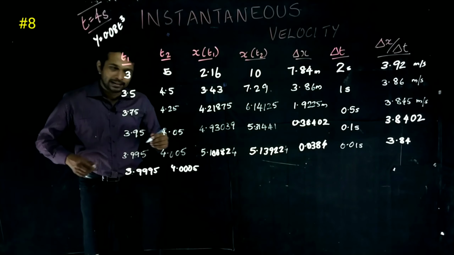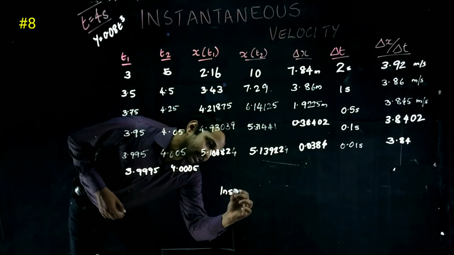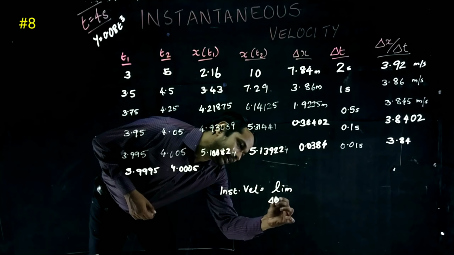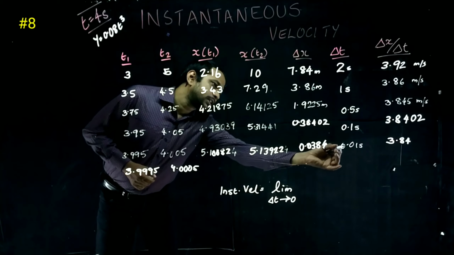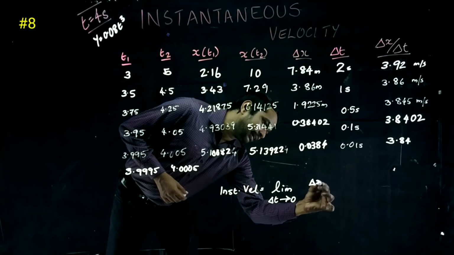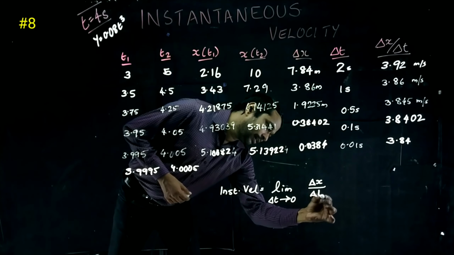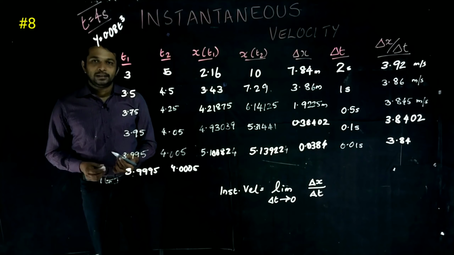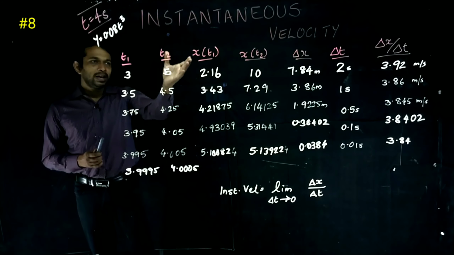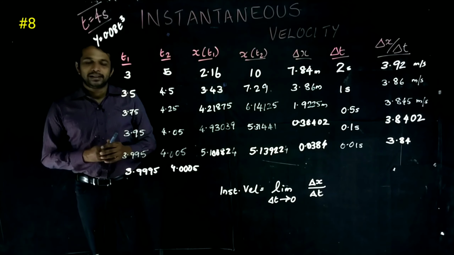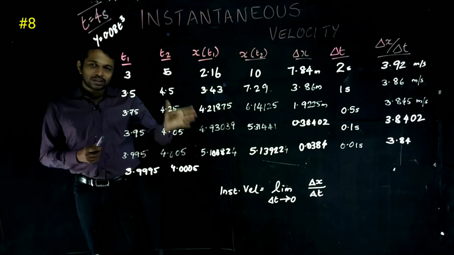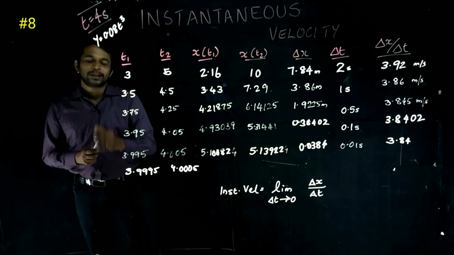Now let me write that equation. Instantaneous velocity is limit delta t tends to 0, right? This is 0.01 second, which is very close to 0. The distance traveled in that time divided by the time taken. Okay, hope this is clear, at least now, when we are solving how to find out the instantaneous velocity in the numerical method. Now let's do the same thing in the graphical method also.